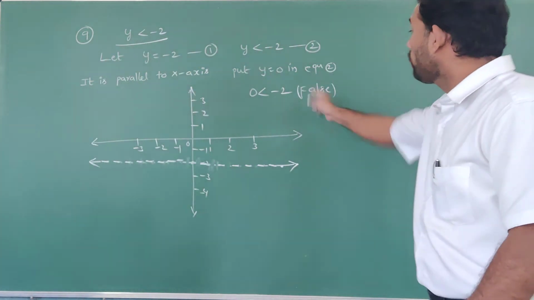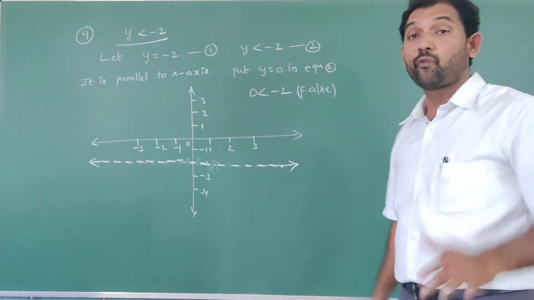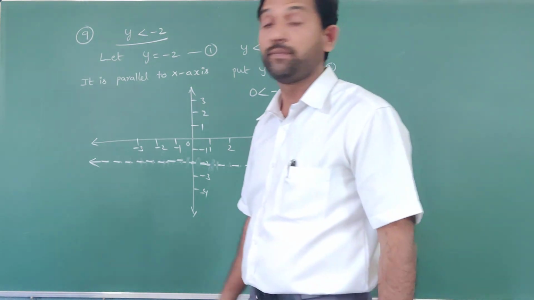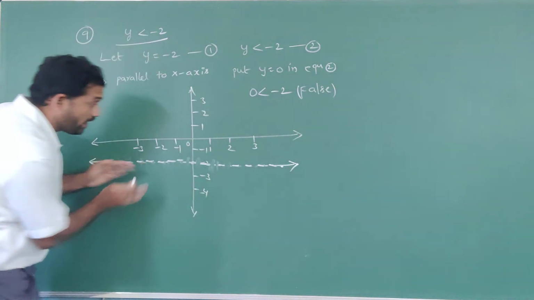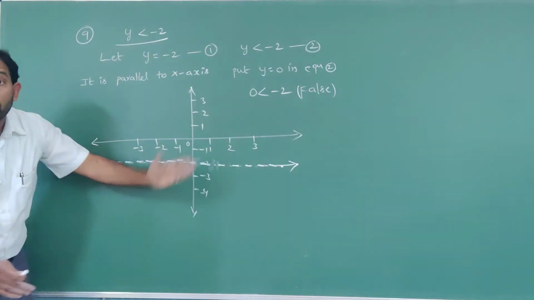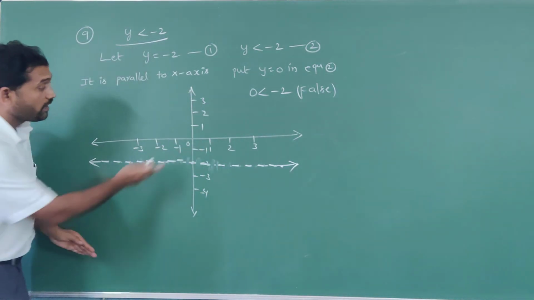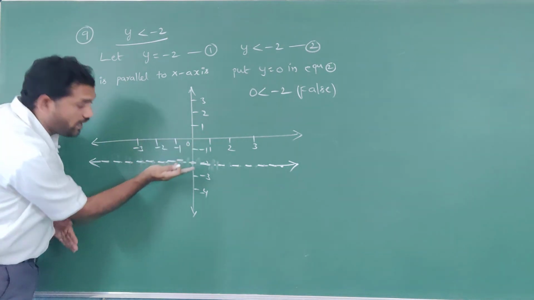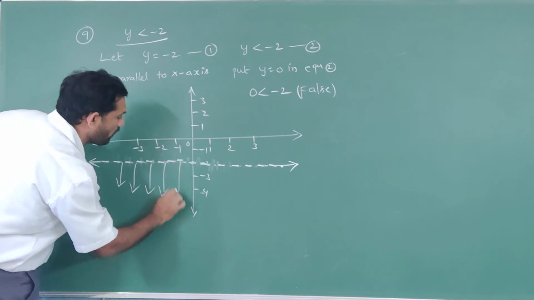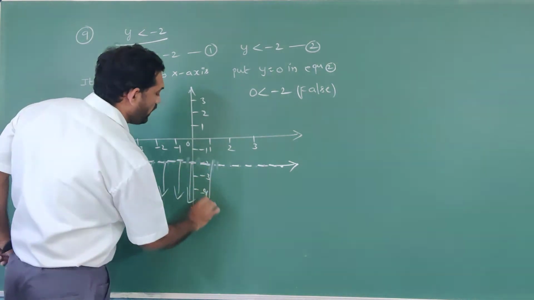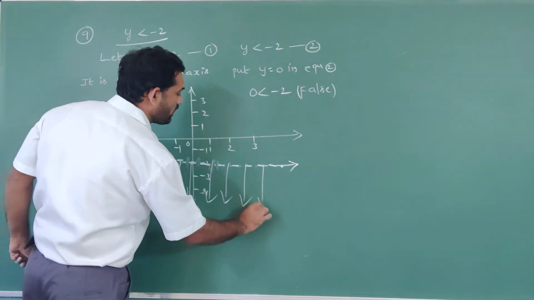Next, is it true or false? It is false. False means where we have to shade? Line above. Line above means this one, other than the origin side. You have to shade like this. If you put an arrow mark, it means the solution is present here.